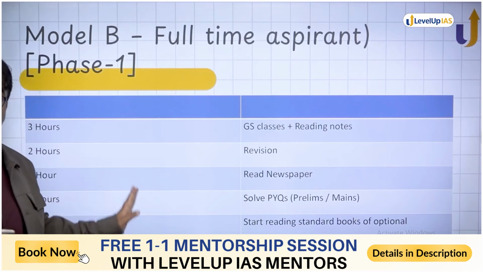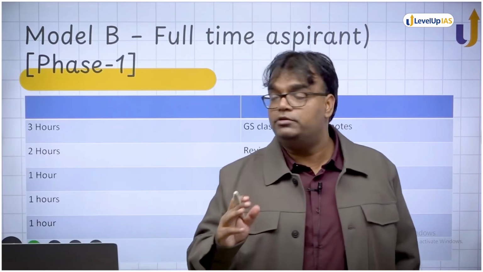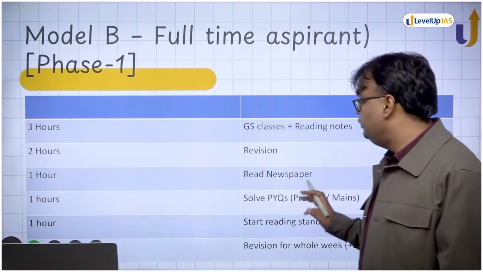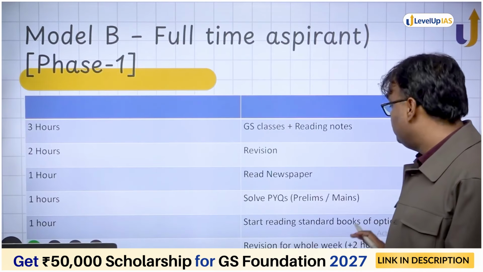You'll have 2 hours for revision. You spend more time on revision. आपके पास टाइम ज्यादा है, आप अच्छे से रिवाइज करो, जो स्टैंडर्ड बुक्स पढ़नी है पढ़ो। 1 hour for reading newspaper, 1 hour for solving PYQs. PYQs can be objective or subjective, and 1 hour.